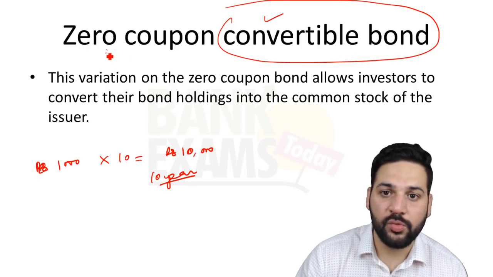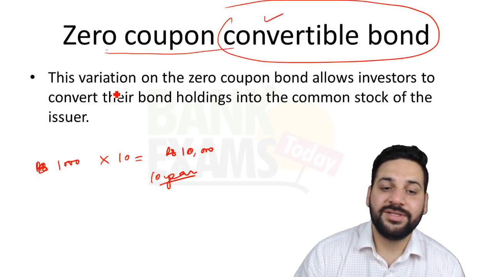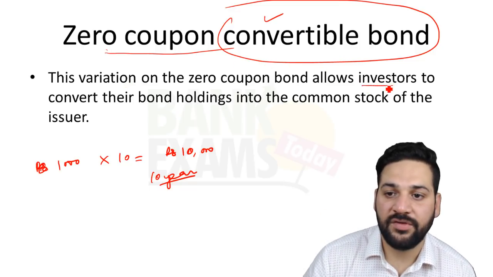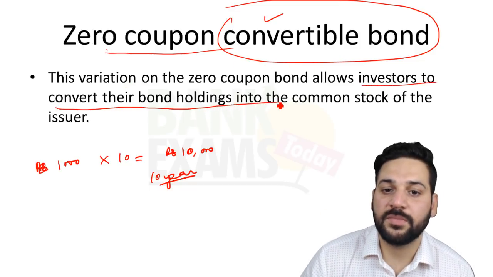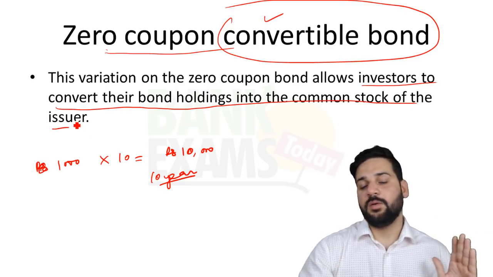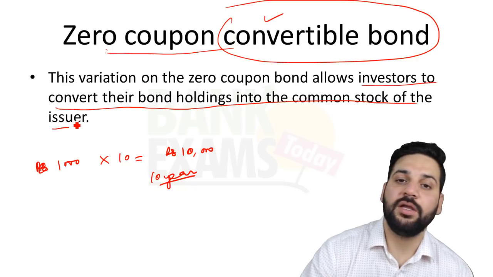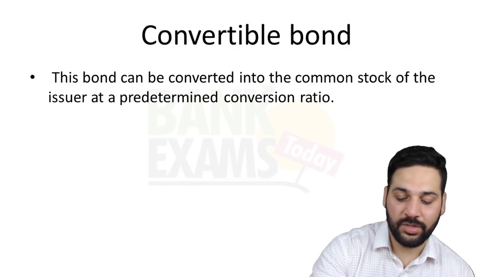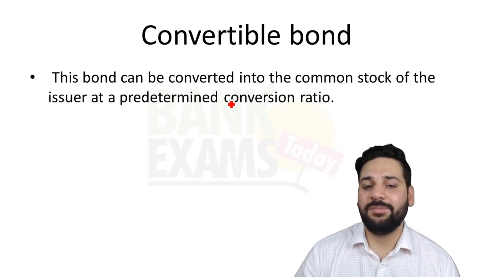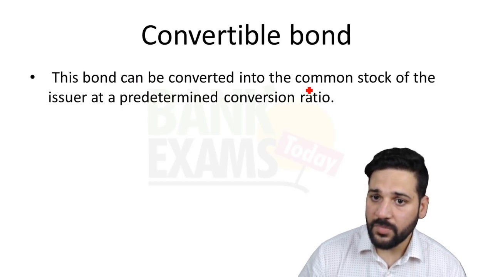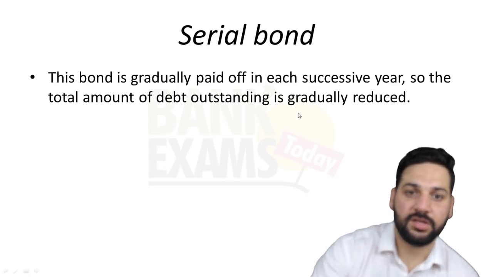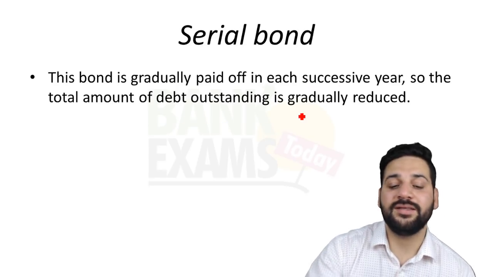So what are zero coupon convertible bonds? This is a variation of zero coupon bonds that allows investors to convert their bonds into the common stock of the issuer. The remaining things are the same, but you are providing an opportunity to the investors to convert. Convertible bonds, as I have already told you, can be converted into common stock of the issuer at a predetermined conversion ratio. So what are serial bonds?